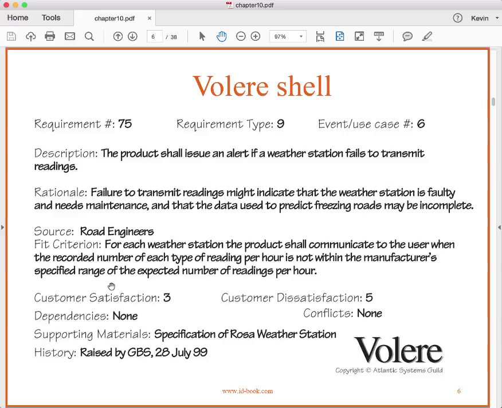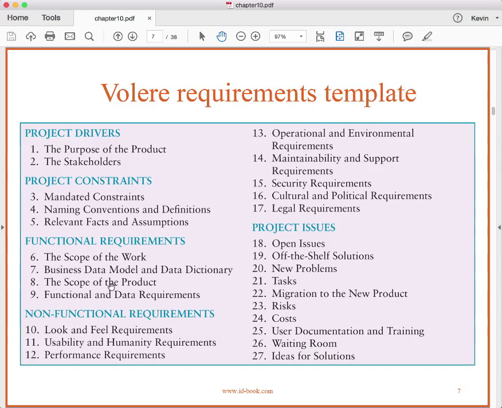Okay, so this is a requirement. This is requirement number 75. And as you can see, I guess we could probably fit this on a large index card, right?